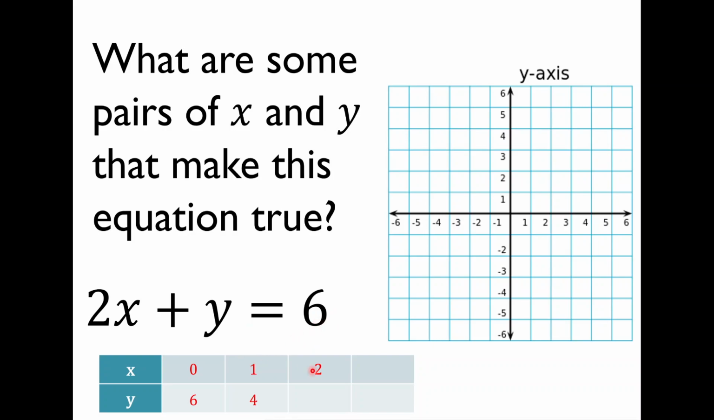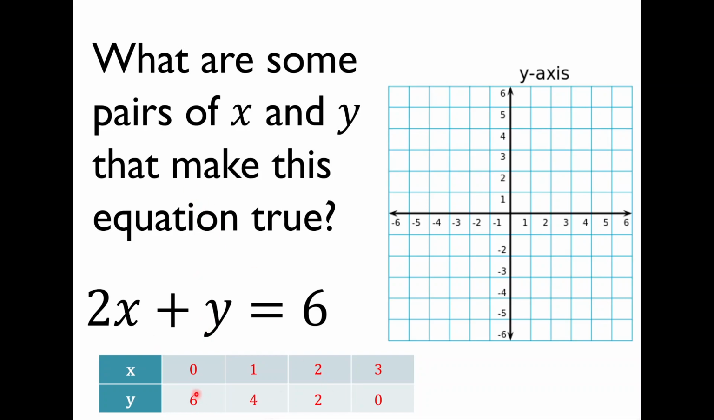Another one, if x is 2, then I'd have 2 times 2, which is 4, plus, or maybe 2? Yeah, if x is 2 and y is 2, that also makes the equation true. There are actually infinitely many points that make this equation true. Infinitely many pairs of x and y.